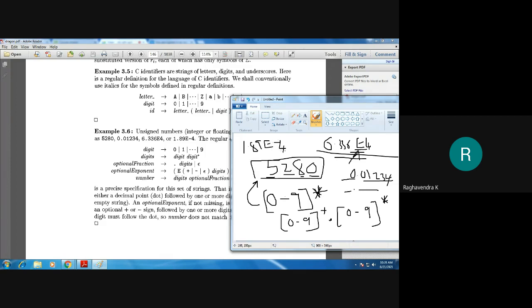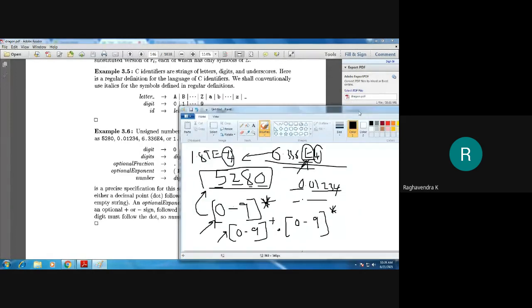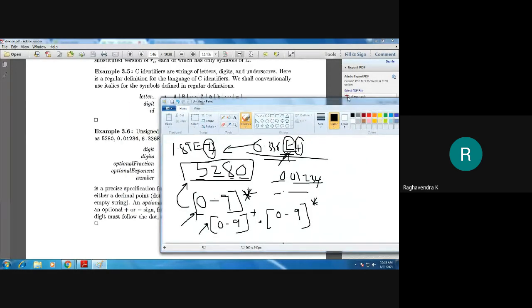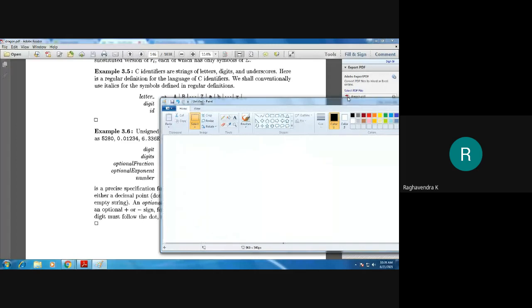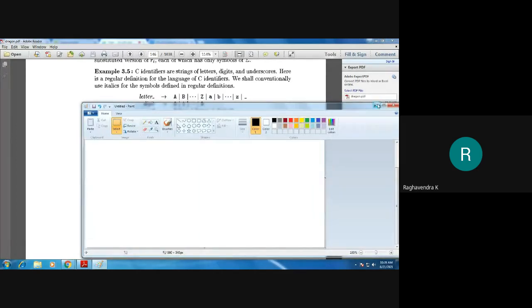What is the difference here from this one and this one? So here E was there, but plus 4 was there. Here E is there, but minus 4 is there. So all these things need to be put together. So what we will do is, we will write individual regular expressions, give some name to them, and then use those names or definitions in order to frame the entire definition for our number, which is an unsigned number.